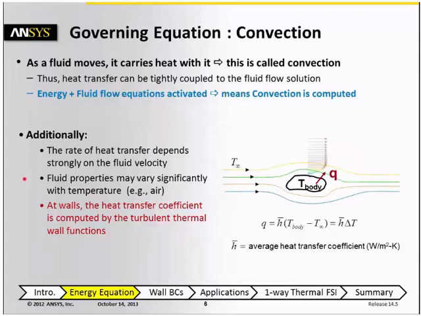Another point is that fluid properties can vary significantly with temperature, and you can define temperature-dependent properties in Fluent in the Materials panel. Generally speaking, the heat transfer rate is proportional to the temperature difference between the body and the free stream, and this constant of proportionality is called the heat transfer coefficient. For turbulent flows, the heat transfer coefficient at the wall is computed by turbulent thermal wall functions.